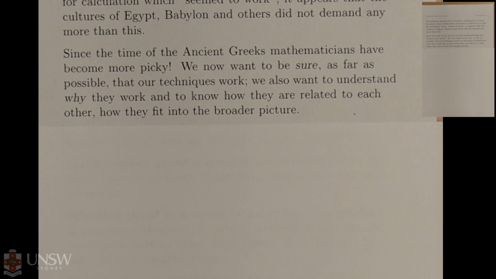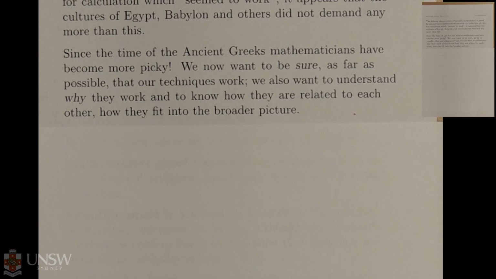The Greeks decided they were not happy with having methods that just appeared to work. Even if it had worked many times without a failure, that was not enough for them. They wanted to prove that their results were true. And that's the culture that's lasted through to modern mathematics.